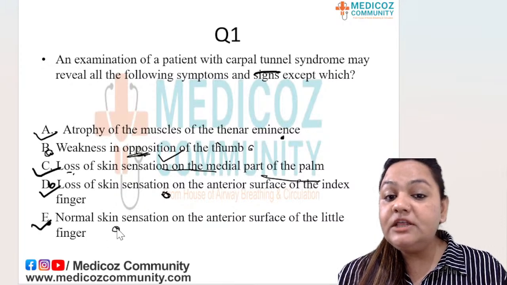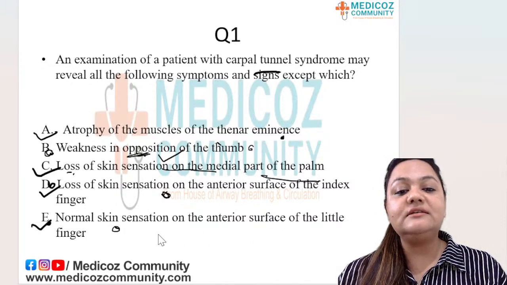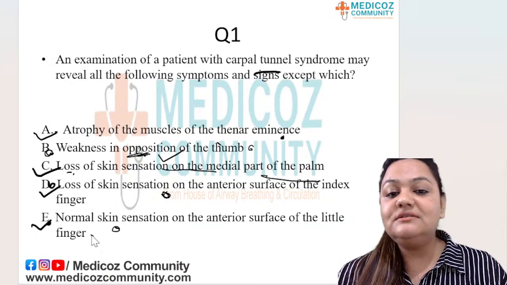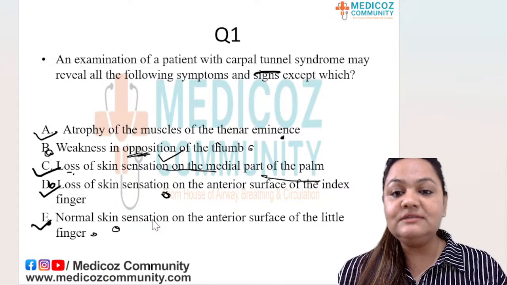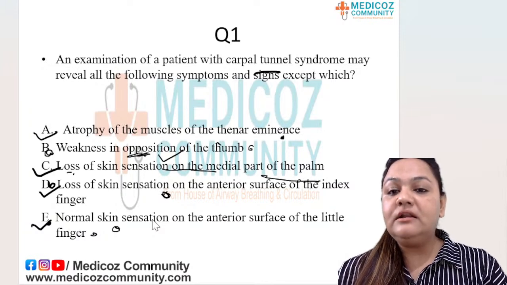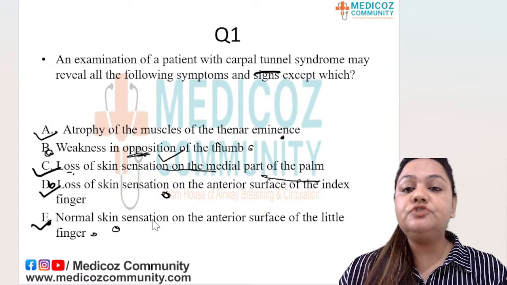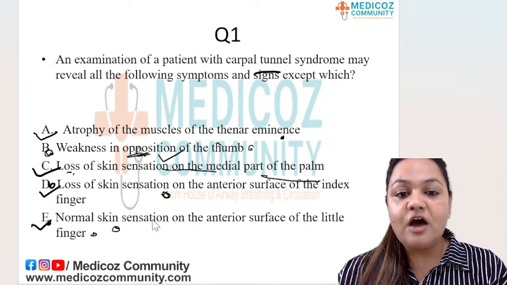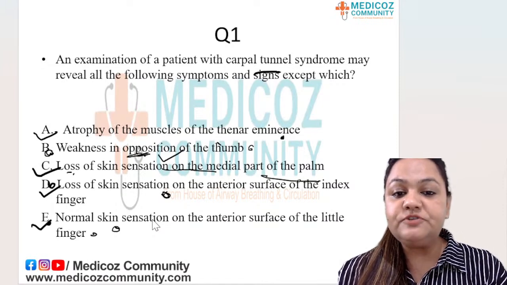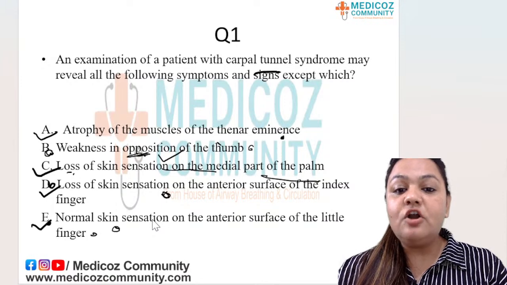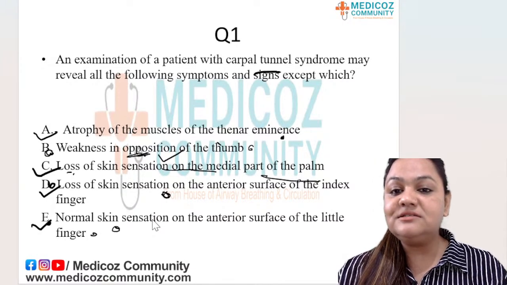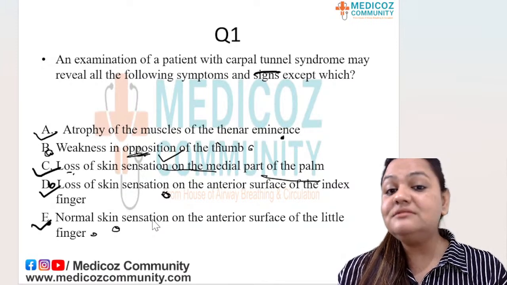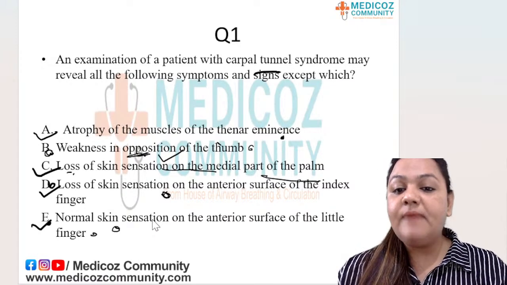How? There will be normal skin sensation on the anterior surface of the little finger. Why? Because this area is supplied by the ulnar nerve, and the ulnar nerve is intact, because we are talking about carpal tunnel syndrome, and it is related to injury to the median nerve. So that's how we have got our answer, option C. Option C, loss of skin sensation on the medial part of the palm, is not a sign and symptom of carpal tunnel syndrome because this area is supplied by the ulnar nerve.